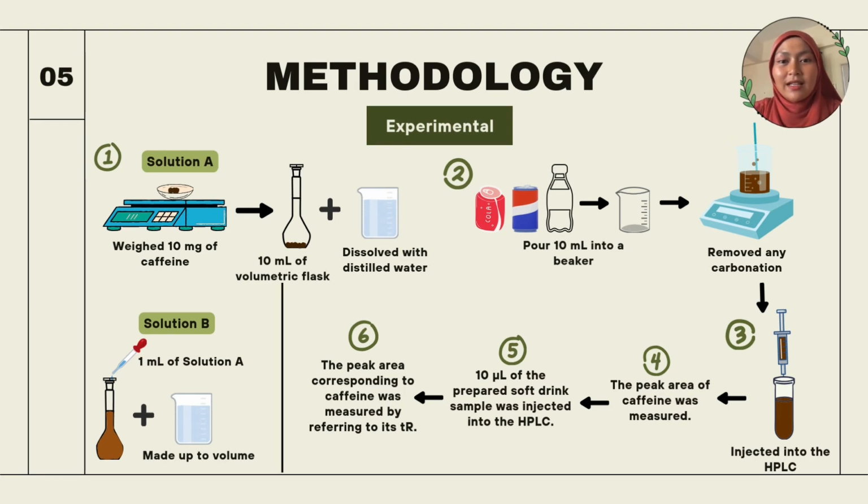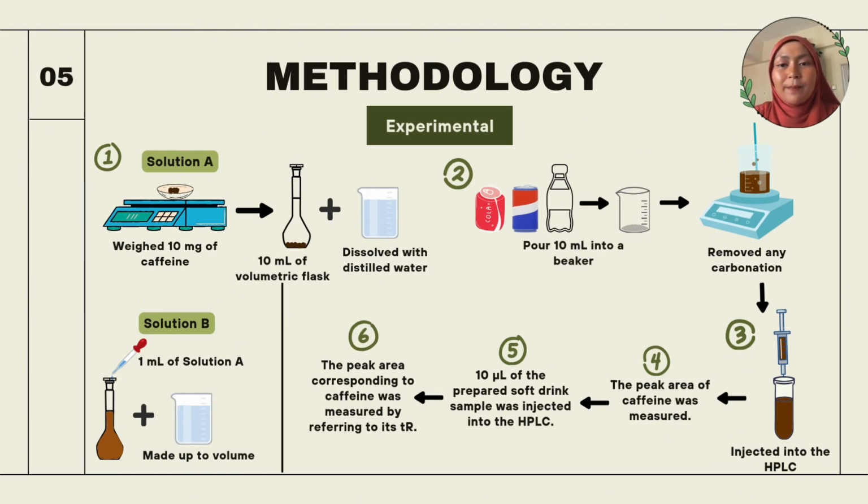The first step, caffeine stock solution. To prepare the stock solution, 10 mg per milliliter, 10 mg caffeine was accurately weighed into a 10 ml volumetric flask. Then it was dissolved with distilled water and made up to volume with distilled water. It was labeled as solution A. Then for the working solution, 0.1 mg per milliliter, 1 ml of solution A was pipetted into a 10 ml volumetric flask. It was made up to volume with distilled water and labeled as solution B.